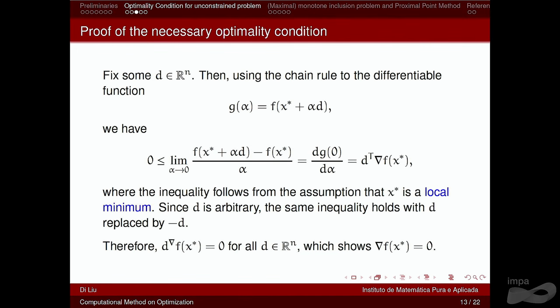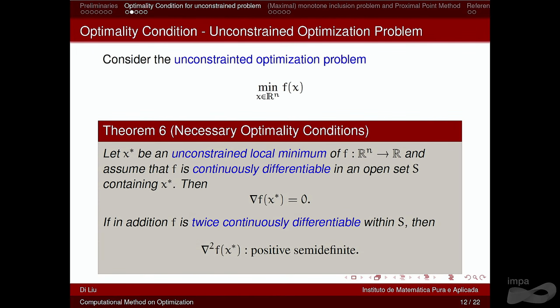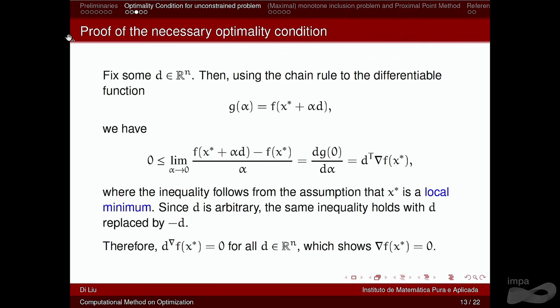Next we prove it. First, we prove the first order necessary condition, which is that the gradient equals 0. First, we take some fixed vector d, and we use the chain rule for this differentiable function of the scalar alpha. It's differentiable because we assume f is differentiable in an open set containing x star.